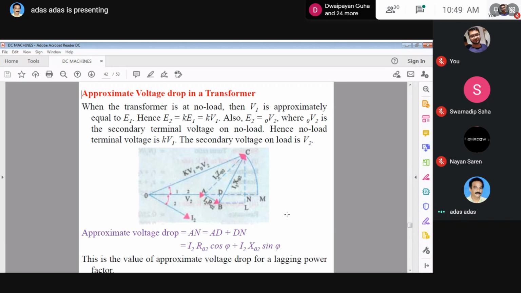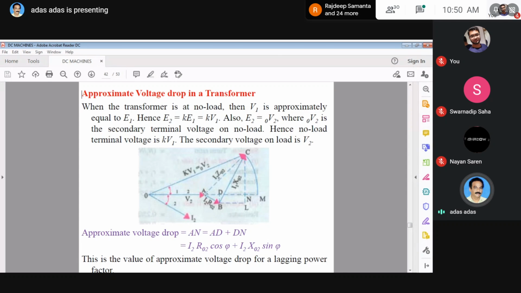It is written that when a transformer is at no load, then V1 is approximately equal to E1, since resistance and leakage reactance in the winding are very low. Hence E2 equals K E1 equals K V1. You can write this if you consider resistance and reactance as very low. Also E20 equals V20, where this is the secondary terminal voltage on no load. Hence, the no load terminal voltage is K into V1. The secondary voltage on no load is V20. So this is the figure. This is the voltage drop. This is the secondary voltage V2.